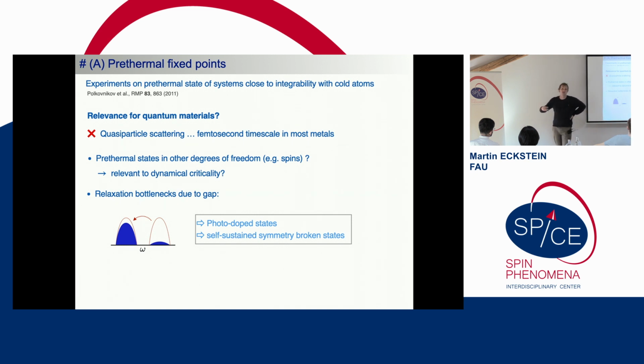In particular, bottlenecks that are due to a gap in the system, and the case will be one in which I call photodoped states, where you excite electrons over a gap and then they can relax slowly back. So the constraint would be the occupation, say, in the upper band, or in the context of a Hubbard model, the number of charge excitations. And in particular, this is interesting if the gap is due to a symmetry-broken state, because then you can ask whether the symmetry-broken state itself helps the gap to survive. So this would be pre-thermal fixed points.